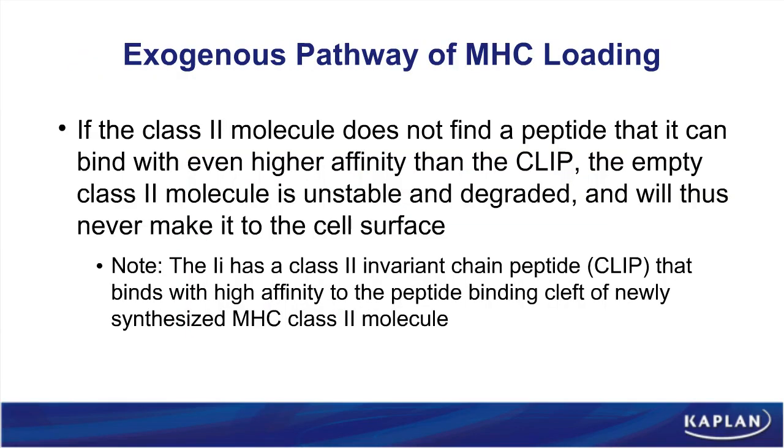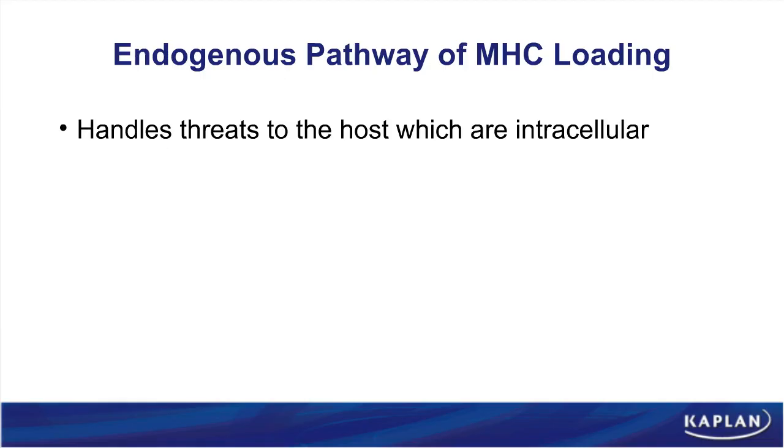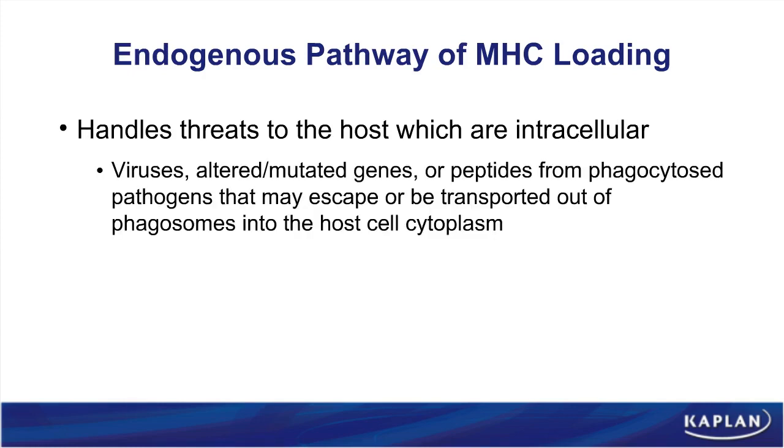Of importance to note, if the class 2 molecule does not find a peptide that it can bind with a higher affinity than the clip, that empty class 2 molecule is unstable, it gets degraded, and never makes it to the cell surface. The endogenous pathway of antigen processing handles threats that are intracellular. So in particular, we're really talking about viruses, potential transformed cells.